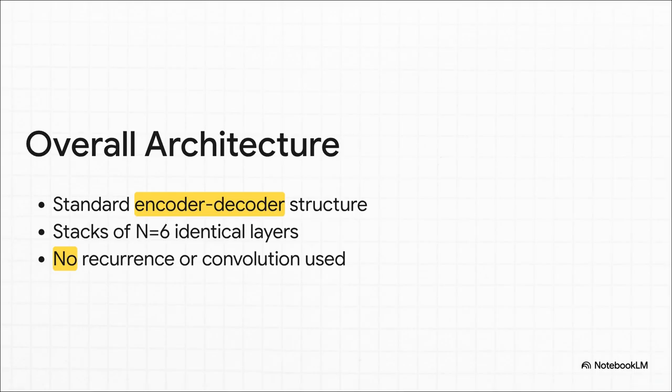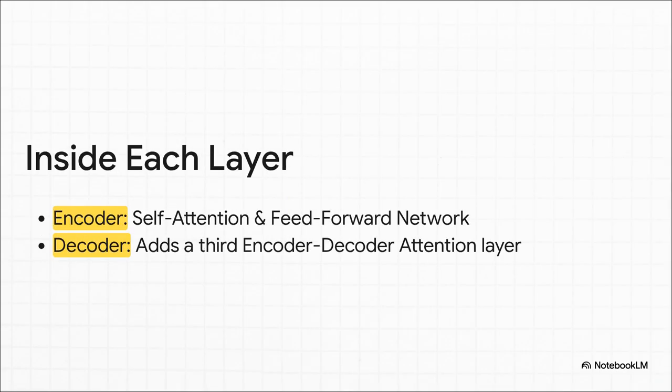The final output from the encoders, this rich representation of meaning, is then fed over to every single layer in the decoder stack. The decoder then generates the output word by word in what's called an autoregressive fashion. That just means that after it generates a word, it feeds that word back into itself to help predict the next one.